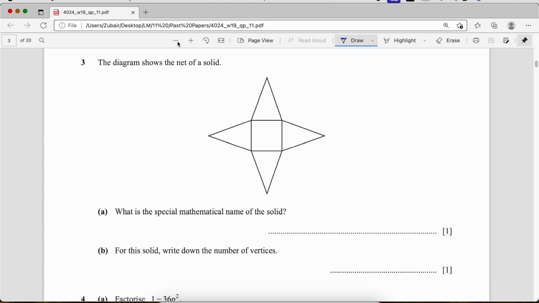Question number 3 says the diagram shows the net of a solid. What is the special mathematical name for the solid? If you imagine all these closing in, this side would stick with this. So we have a square base and a pointed top, and all other sides are triangles. So I may name it a pyramid.